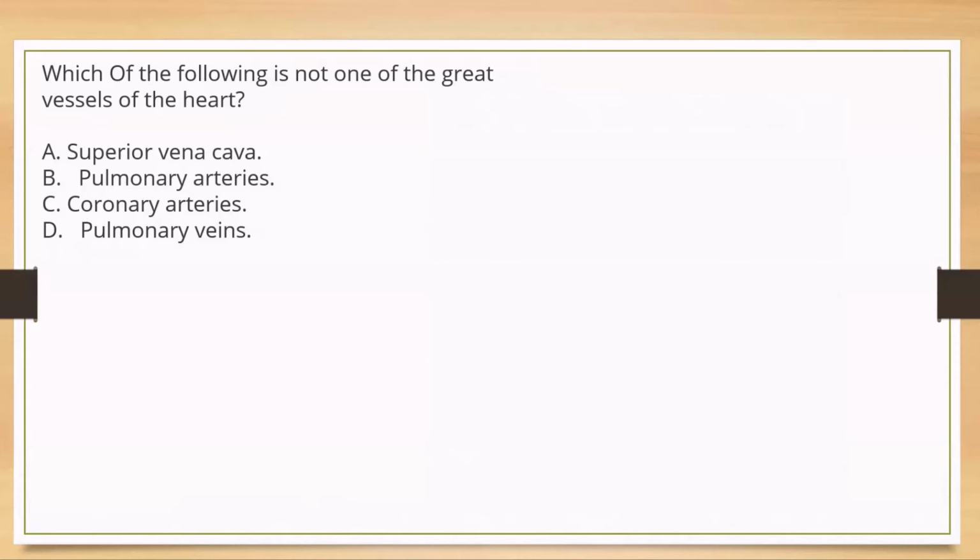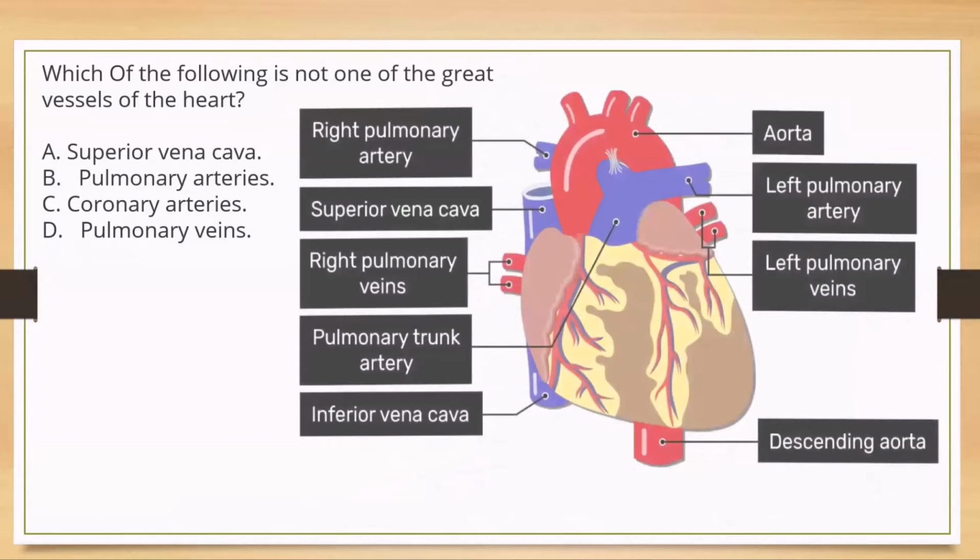And basically, it consists of, let me bring them down over here for you. We have the inferior vena cava, the superior vena cava, the pulmonary arteries, the pulmonary veins, the root of the aorta, and every other thing concerning it. So these are the great vessels of the heart. One way or the other, they are connected with the heart majorly. Your answer is C, coronary artery.